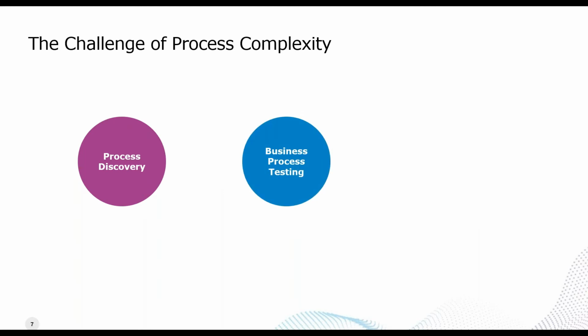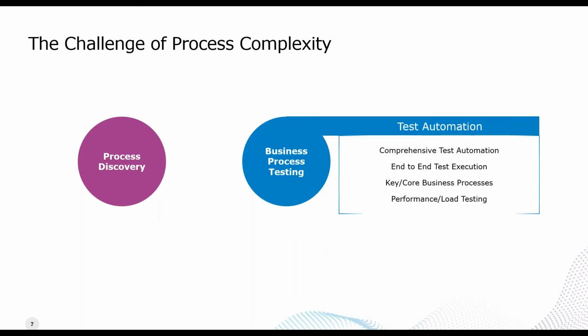Another way to handle process complexity is to build automated testing around our business processes. We can look to stabilize those current complex processes with test automation, looking to build comprehensive end-to-end test coverage to give us confidence as we continue to develop and improve the systems around our key core business processes.